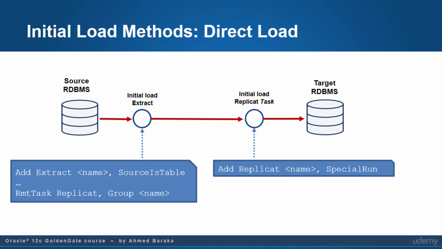In the extract parameter file, you must include the RMTTASK parameter. The RMTTASK parameter instructs the manager process on the target system to start a replicate as a one-time task with a group name specified in the group clause. On the target system, you use the special RUN option when you issue the add replicate command. This option identifies the initial load replicate as a one-time run, not a continuous process.